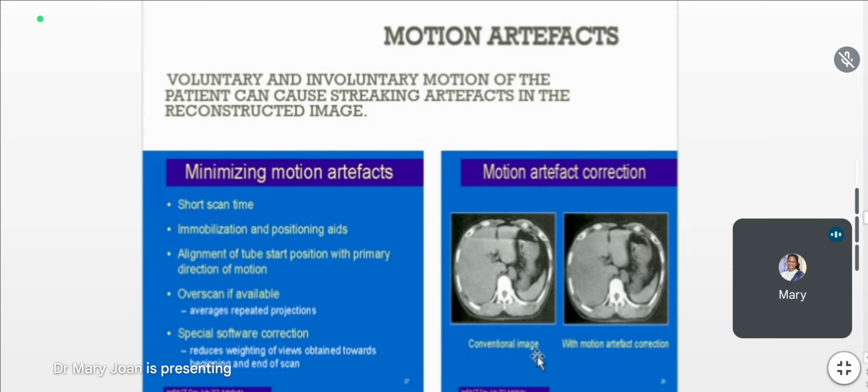So if there is motion in the acquired views or acquired projections, that could be eliminated by corrections comparing the multiple images or multiple projections taken during the scan. Here you can see a motion artifact, and on the right side you can see a corrected image.